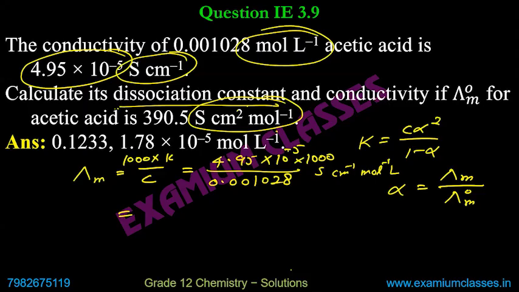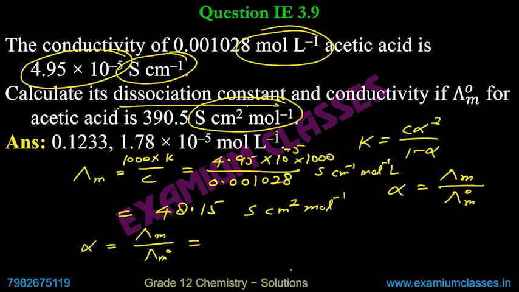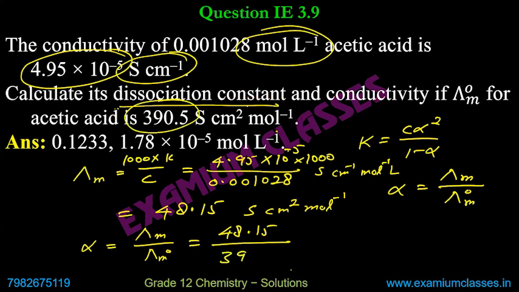So when you multiply, you will get 48.15, same units, Siemens centimeter square mole inverse. Now you can get alpha as lambda m by lambda m naught. That is 48.15 divided by lambda m naught, which is given as 390.5. When you divide, you will get 0.123. From here, you got alpha.